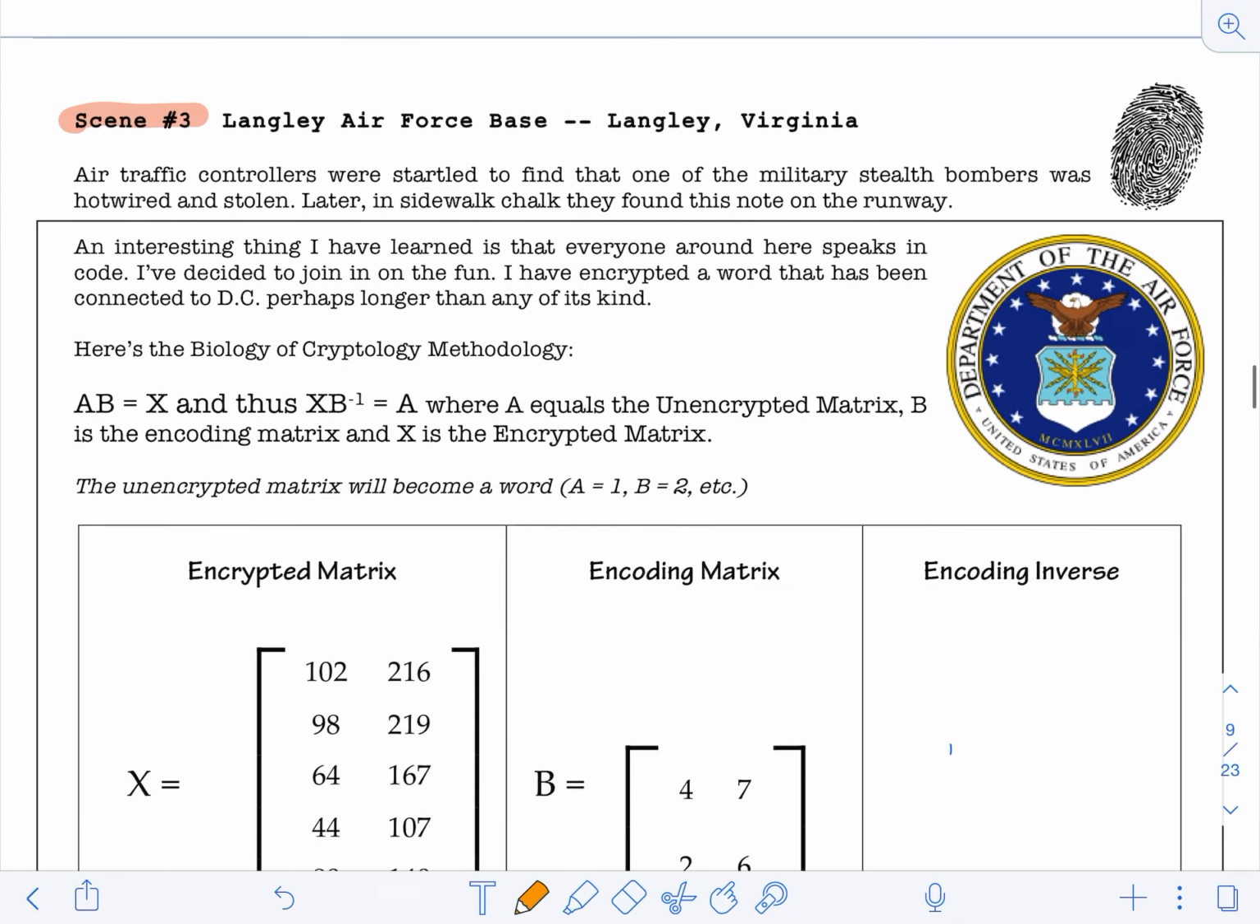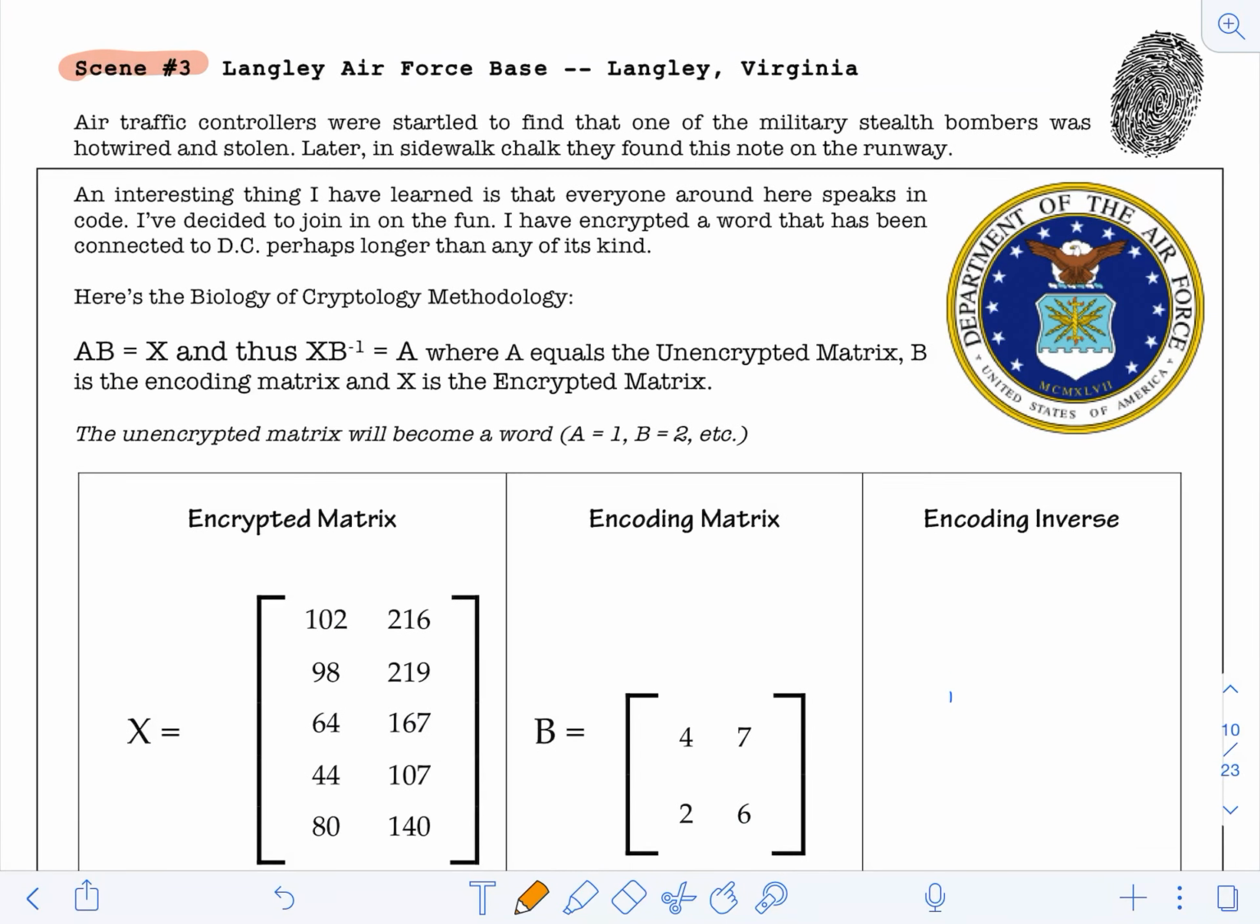If we go down to scene 3, air traffic controllers were startled to find out that one of the military stealth bombers was hotwired and stolen. Later, in sidewalk chalk, they found this note on the runway. An interesting thing I have learned is that everyone around here speaks in code. I've decided to join in on the fun. I have encrypted a word that is connected to DC, perhaps longer than any of its kind. Here is the biology of cryptology methodology.